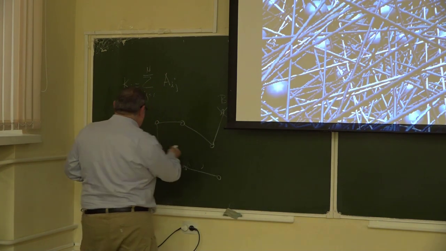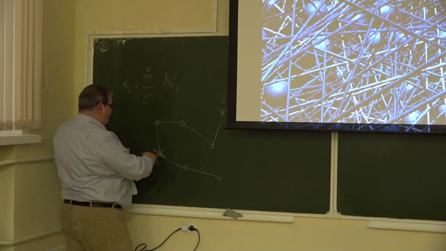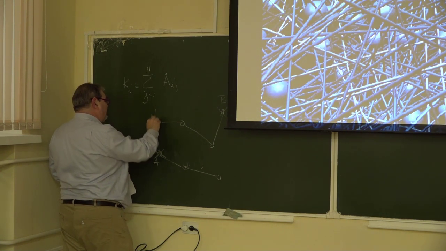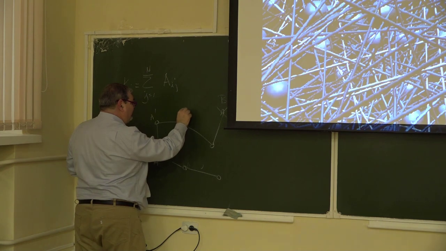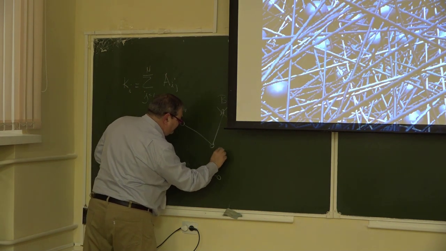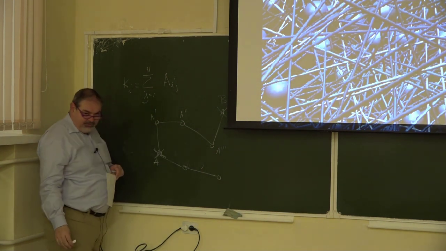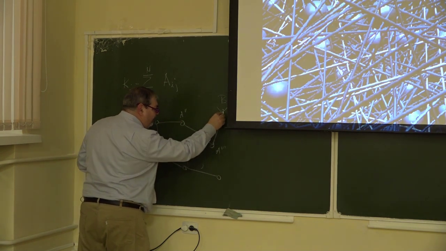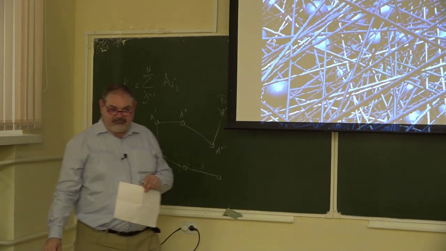So, the idea in this example is that I go from A to this node A prime, from A prime to A second, from A second to A third, and from A third to B. So I can reach B in 1, 2, 3, 4 steps. Okay?